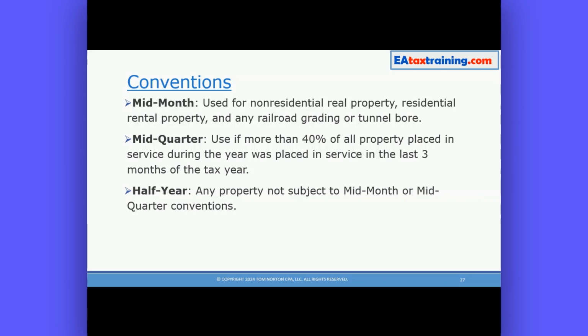Half-year convention is what we already talked about. And this applies to any property that is not mid-month or mid-quarter. It's half year. So most property uses a half-year convention. So most personal property does. And some real property also uses half year. So it assumes that it is placed in service in the middle of the year.